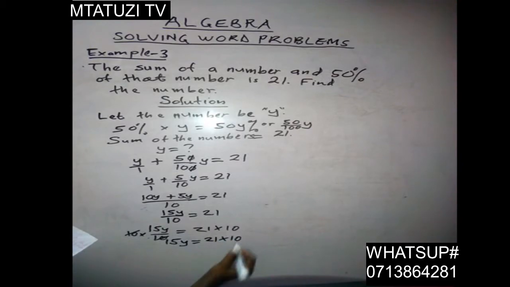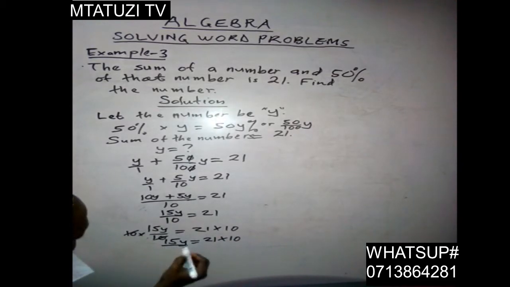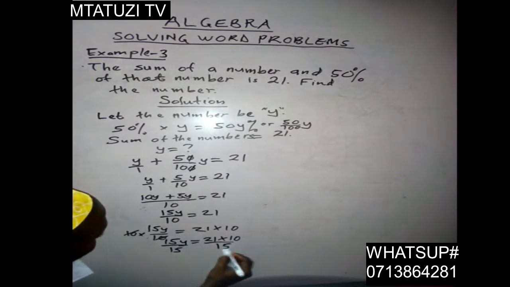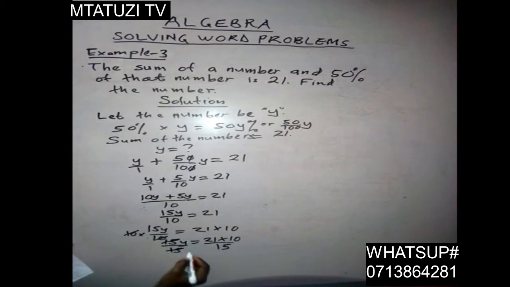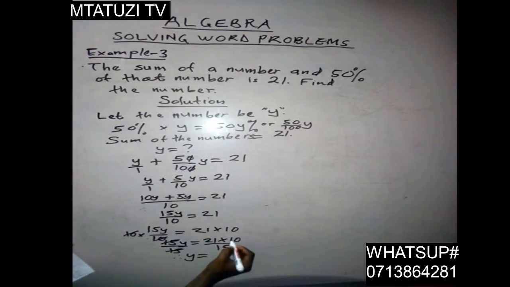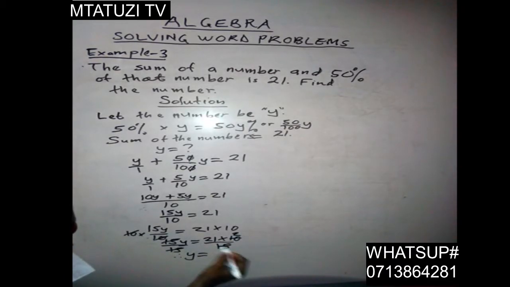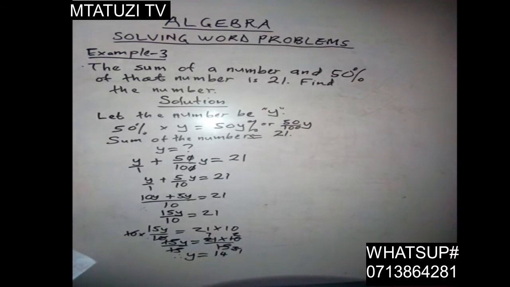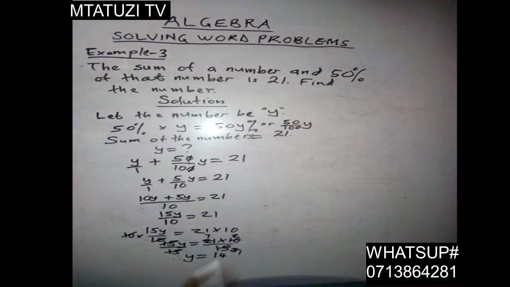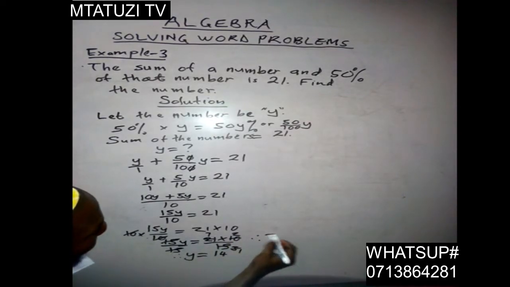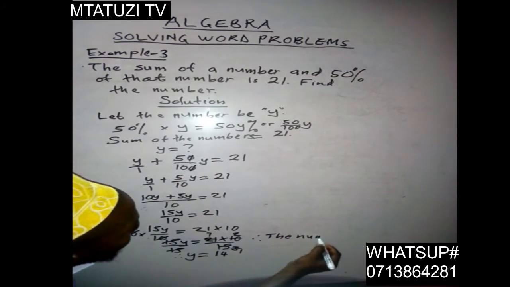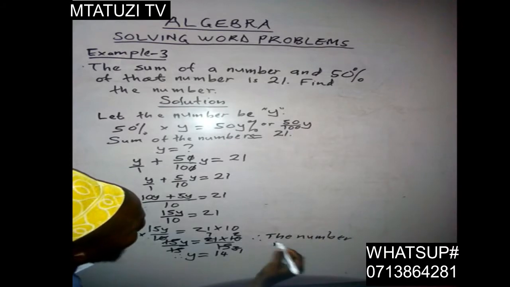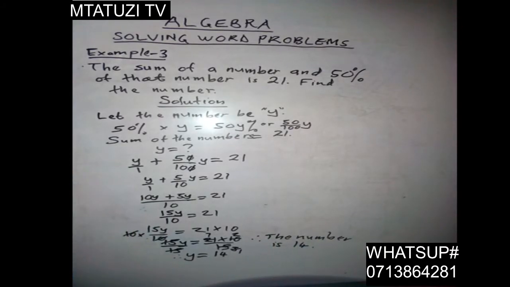So in order to get y, we have to divide by 15. So 15 and 15 cancel, remains y is equal to, there we simplify by 5, 2, by 5, 3, by 3, 1, by 3, 7. So there, 7 times 2, you get 14. So to find the number, therefore, the number is 14.